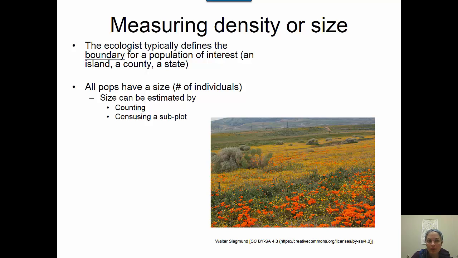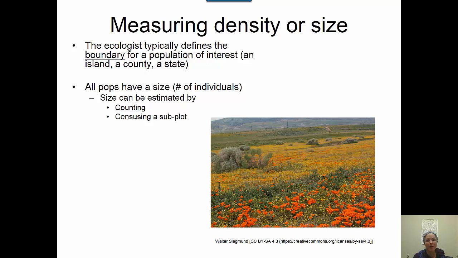Okay, so now I want to talk a little bit about how a population ecologist might study a population. First of all, it's a little bit confusing, the concept of a population boundary, because a lot of times there are not natural boundaries for a population in nature. So the person studying the population a lot of times is determining the boundary.